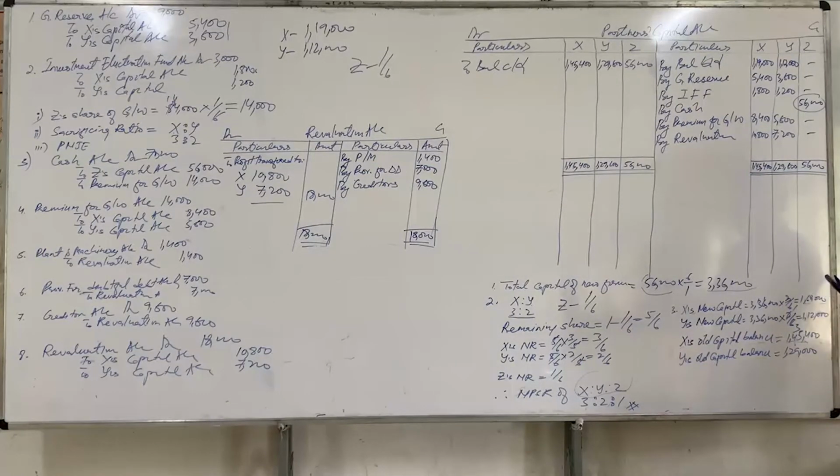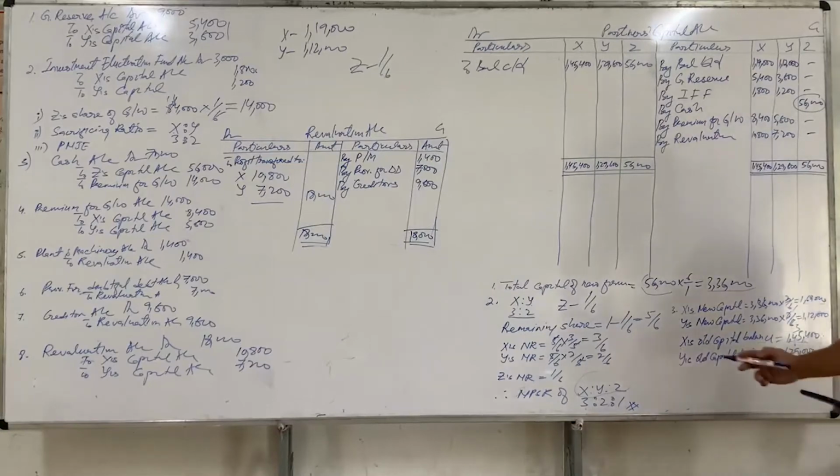So we have to deduct 1,45,400 from 1,68,000. Here there is a deficiency since X's old capital balance is less than X's new capital. So X has to bring an additional capital of 22,600. The difference between X's old capital balance and new capital is 22,600.